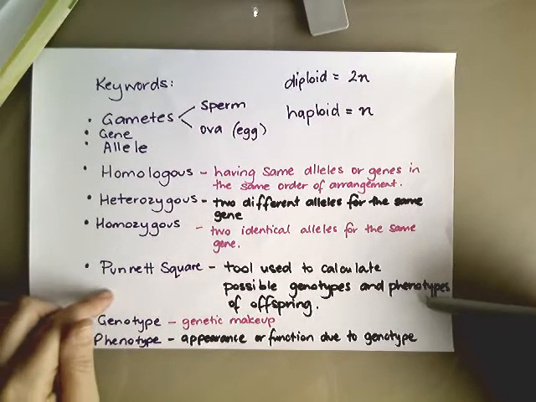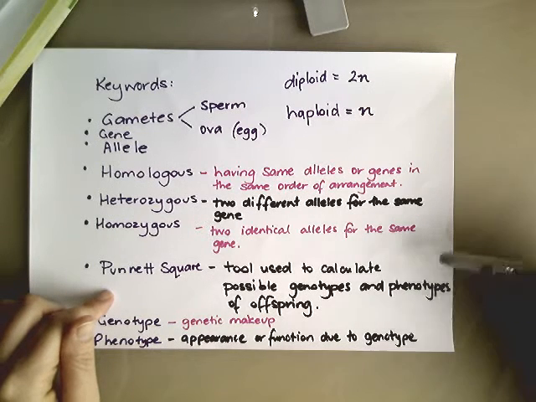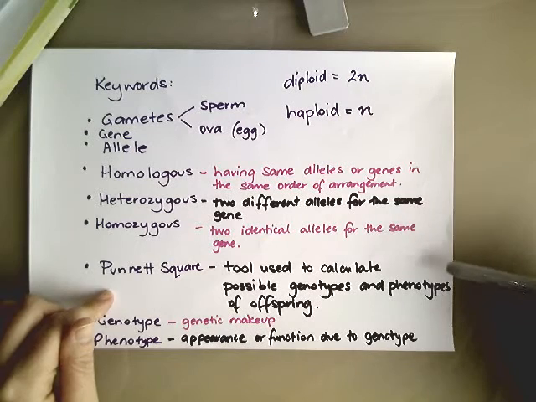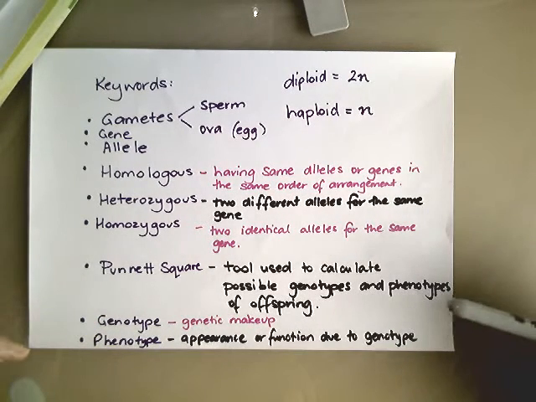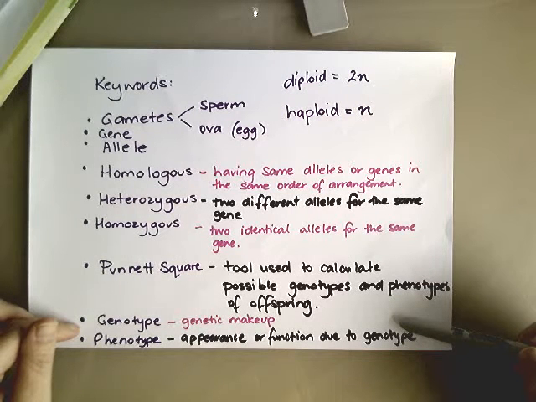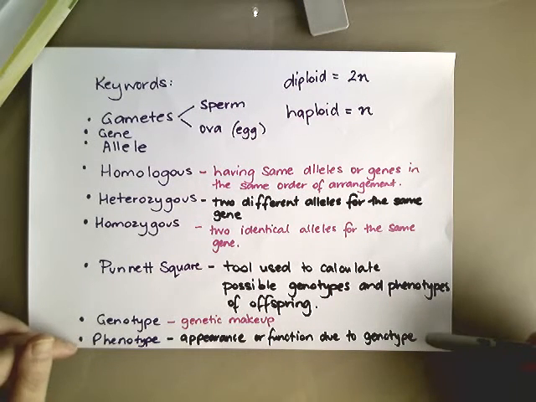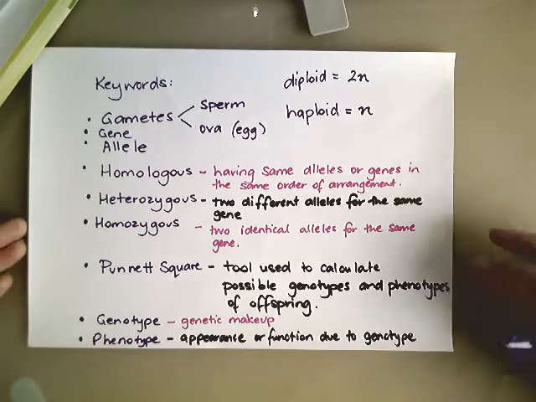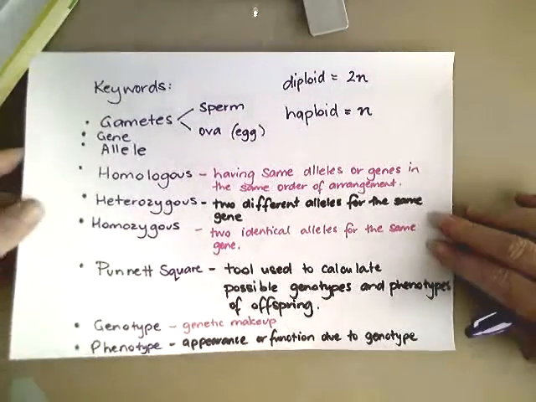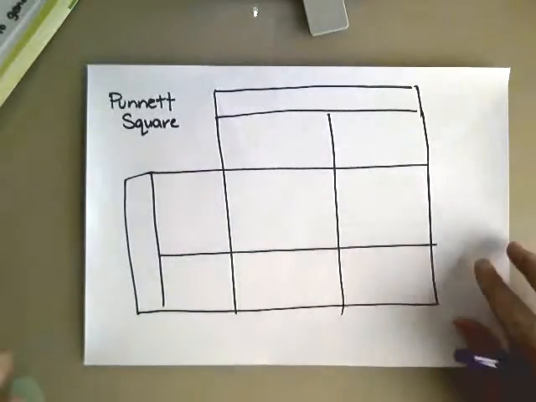A Punnett square is a tool that helps us identify whether the offspring will be homozygous or heterozygous, and the percentage or the possible outcomes of that breeding. Genotype means the genetic makeup of the offspring, so which alleles they actually have, and the phenotype is the appearance or the function of that organism based on their genotype. So we're going to use these words now to construct a Punnett square, that tool that we used before.